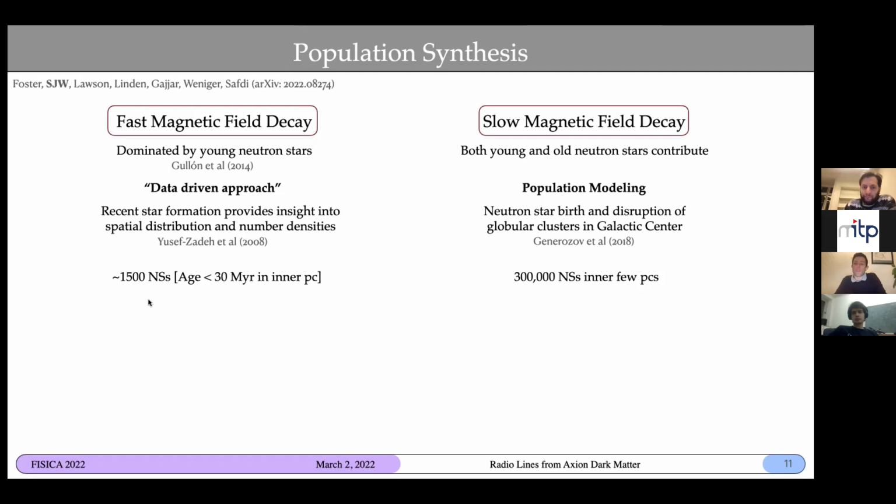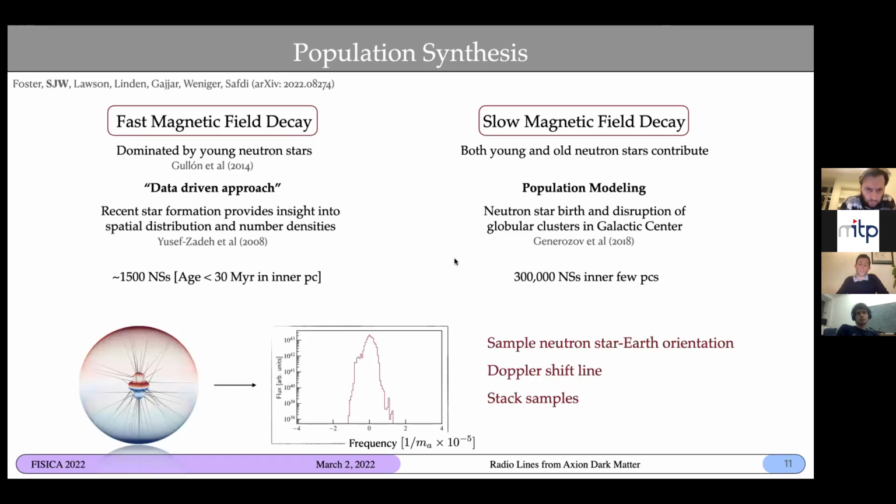In the slow magnetic field decay model, you have stars that are both born in these environments, and you have, for example, globular clusters that have been tidally disrupted as they pass through the galactic center. So you have a much more complicated distribution that has to rely inherently on population modeling. But these models typically tend to predict on the order of 300,000 neutron stars in the inner few parsecs, only a small fraction of which actually allow for resonant conversion.